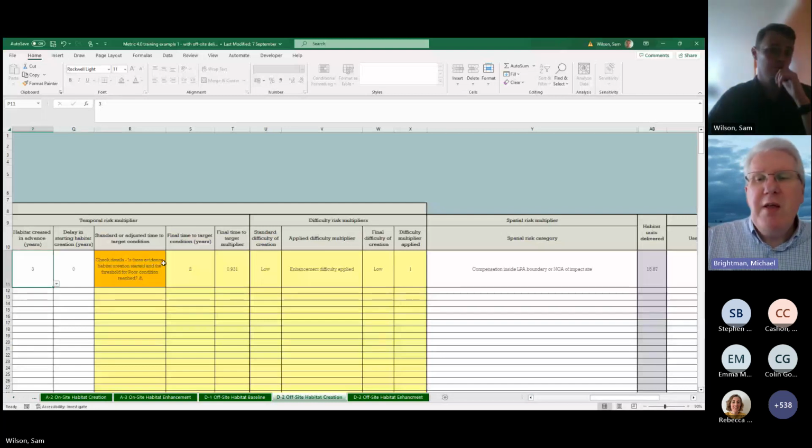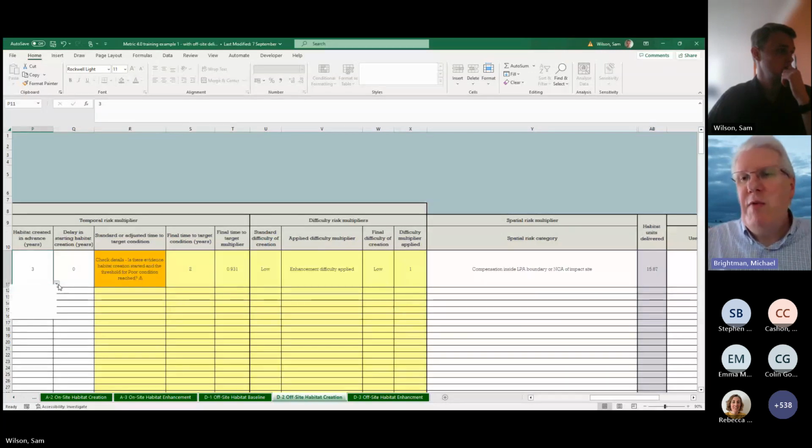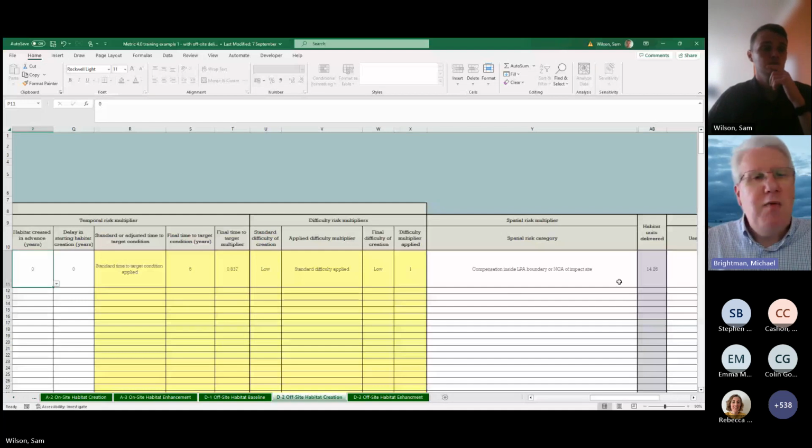And the nearer it gets to target condition, the better the multipliers work from that regard. But you'll also see here, there's another multiplier, the spatial risk category. And this is the most brutal of the multipliers. It's there to incentivize local delivery, protect urban areas, and to incentivize delivery of off-site units local to the development site.